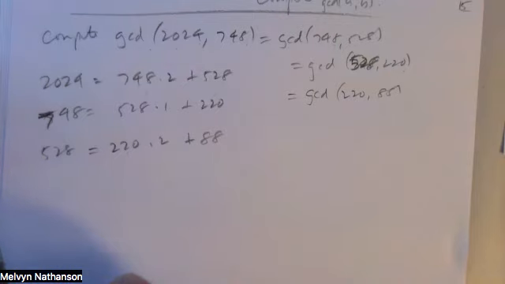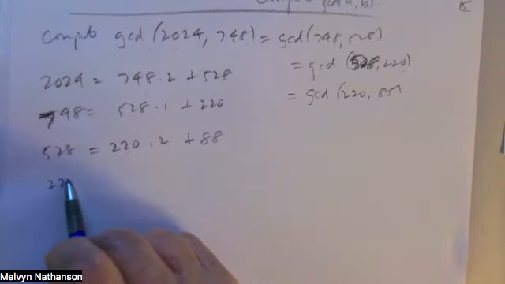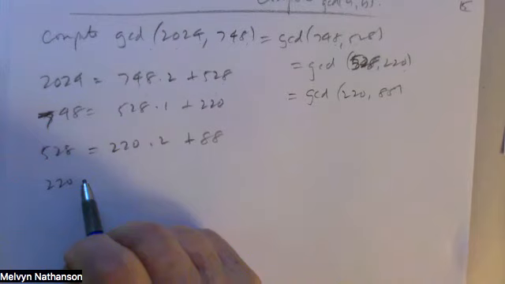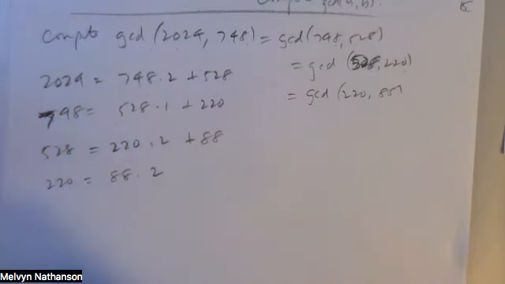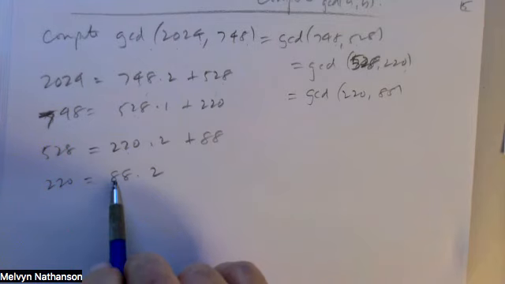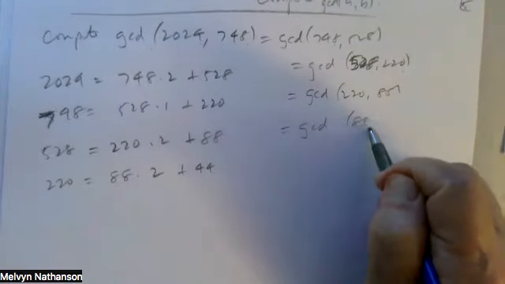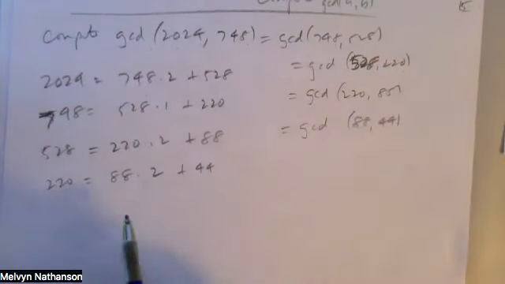And the greatest common divisor of 220 and 88, if I take 220 and divide by 88, this goes in 2 times. This is 176. So this leaves a remainder of 44. So this is the greatest common divisor of 88 and 44.